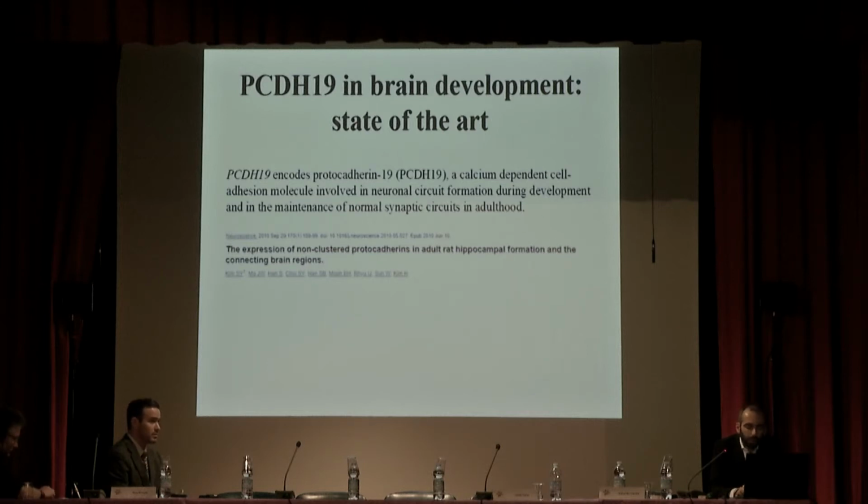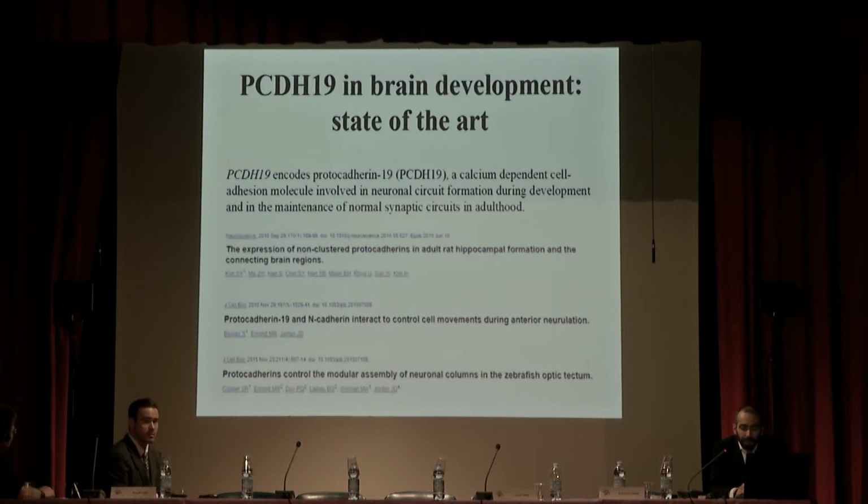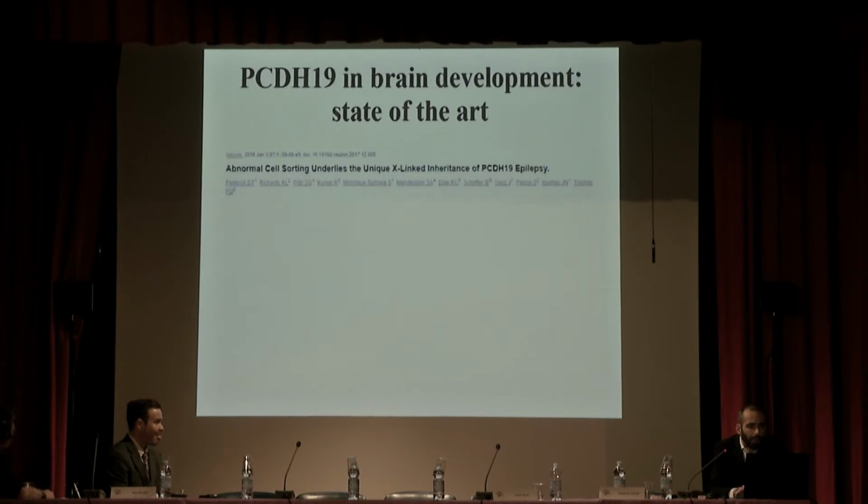cortex. In recent years, a number of studies have been carried out to clarify the role of PCDH19 in brain development. We have seen, for instance, on zebrafish, studies that demonstrate that PCDH19 is involved in migration and formation of neural circuits, and in mouse models we've seen that it is involved in the proliferation of cells. We know that this is also a fundamental protein in determining adhesion of neurons.